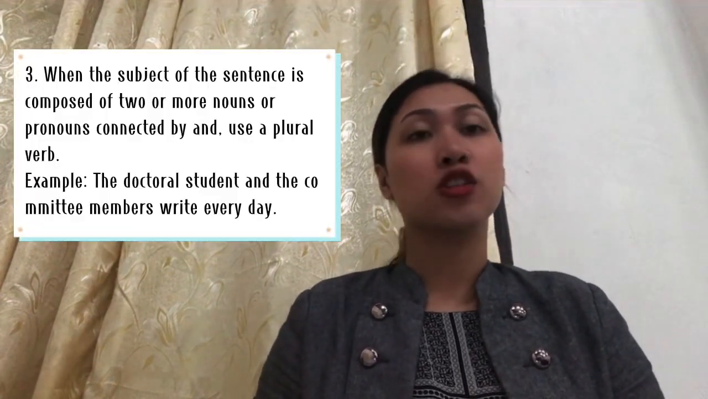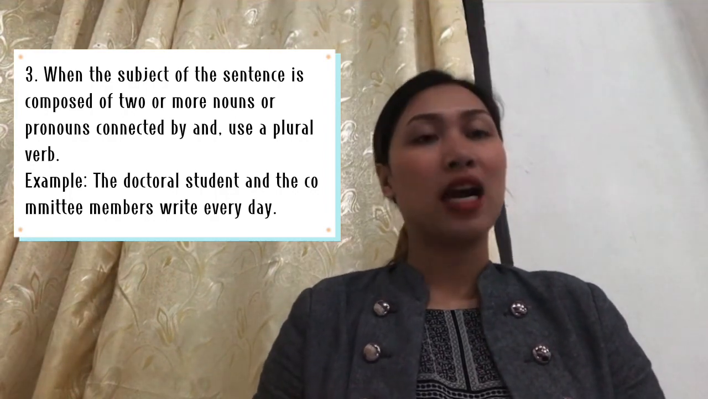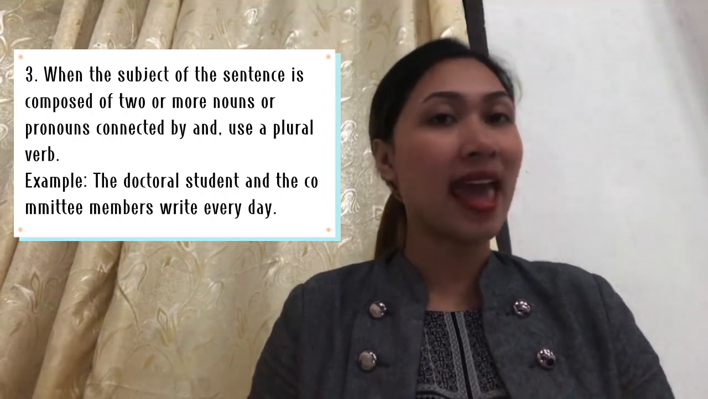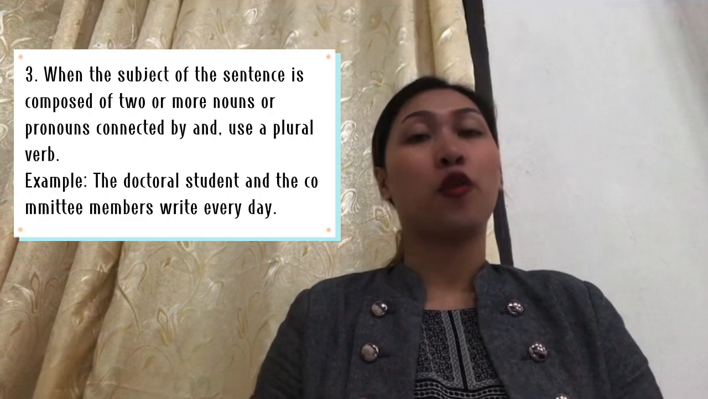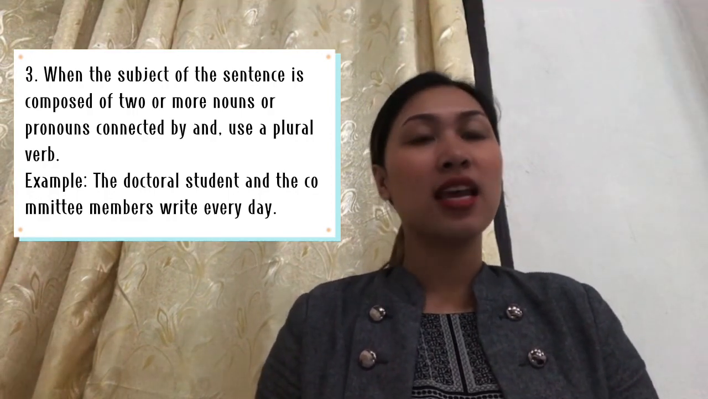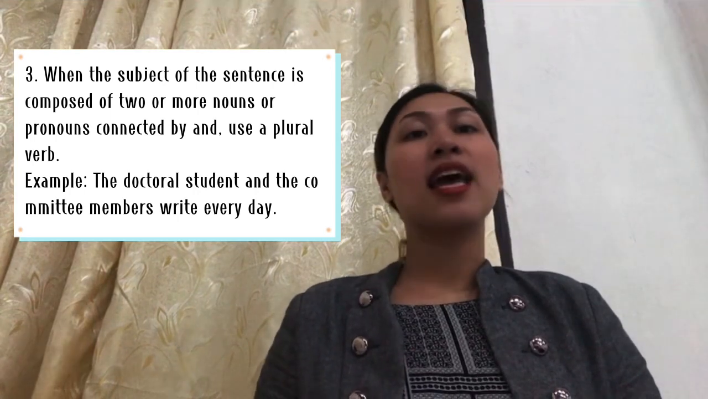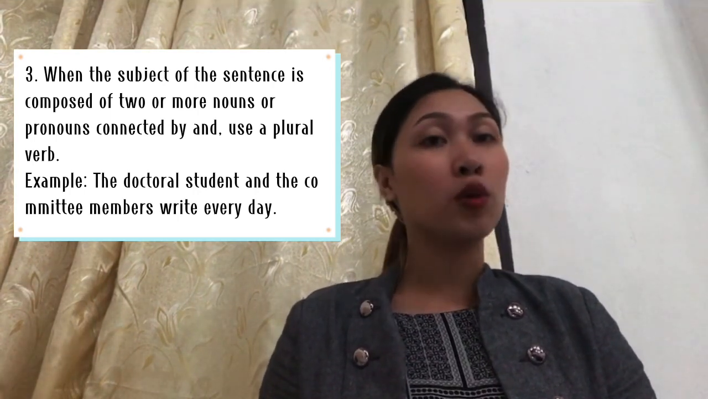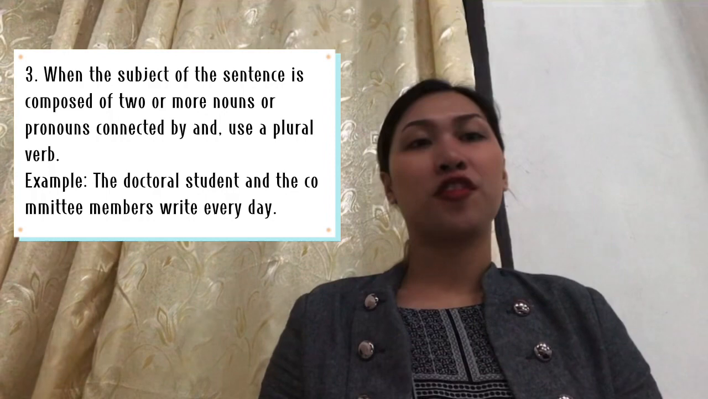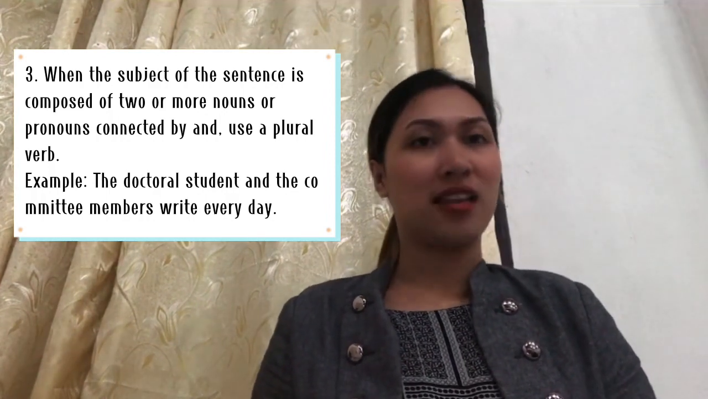Rule number 3. When the subject of the sentence is composed of two or more nouns or pronouns connected by and, use a plural verb. For example, the doctoral student and the committee members write every day. The doctoral student and the committee members are a plural subject. Therefore, the verb write is also plural.